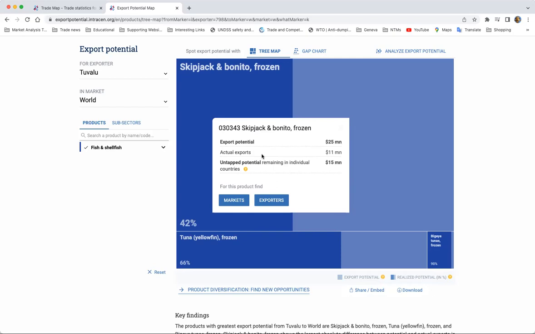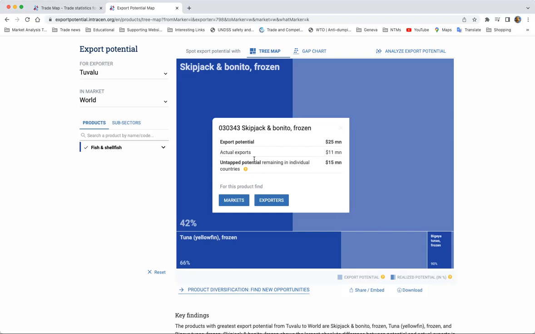So the 15 million US dollars is the amount that we could reach in an ideal situation in the next 5 years. As you probably noticed, 25 million minus the actual exports of 11 million is not the 15 million US dollars, but it would be 14 million US dollars. So what happened here?